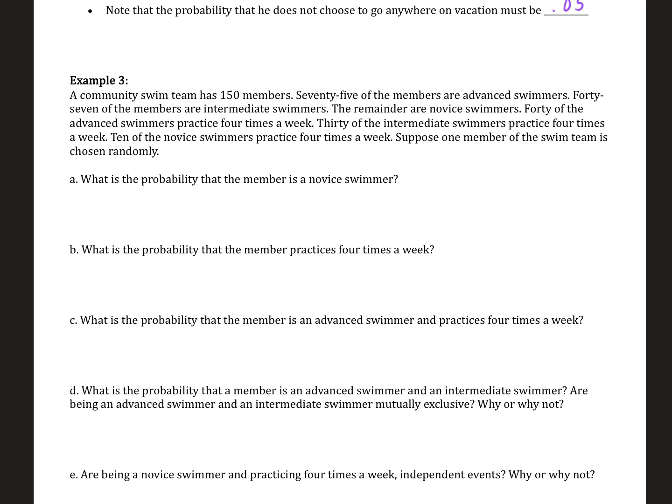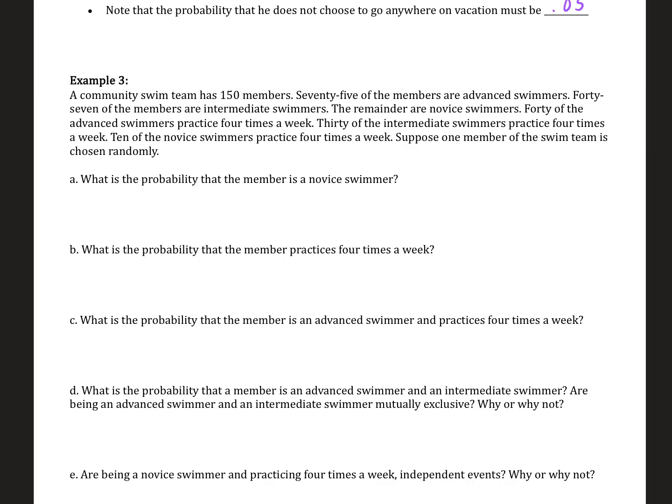A community swim team has 150 members. 75 of the members are advanced swimmers. 47 are intermediate. The remainder are novice. 40 of the advanced swimmers practice 4 times a week, 30 of the intermediate swimmers practice 4 times a week, and 10 of the novice swimmers practice 4 times a week. So suppose one member is chosen randomly and answer the question.